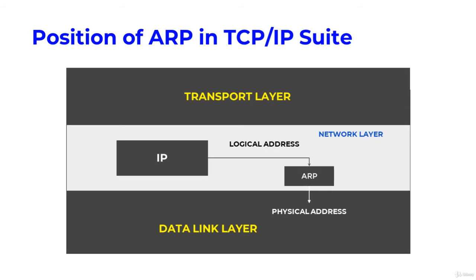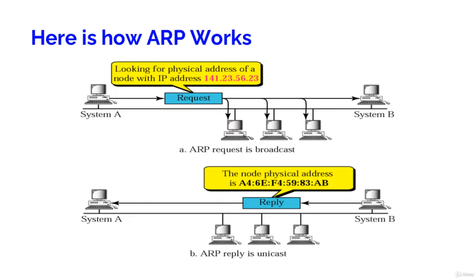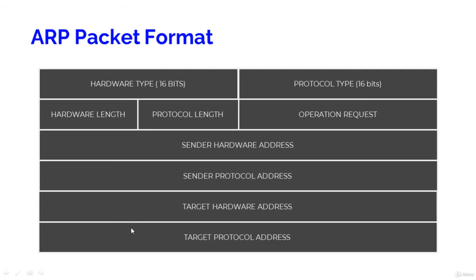So, as you can see, the position of ARP in the TCP/IP protocol suite is that it lies along with the IP protocol and helps translate logical address to physical address. ARP resides in the network layer. So, now we will see the working of ARP. Make sure you observe the picture and listen to what I am telling.